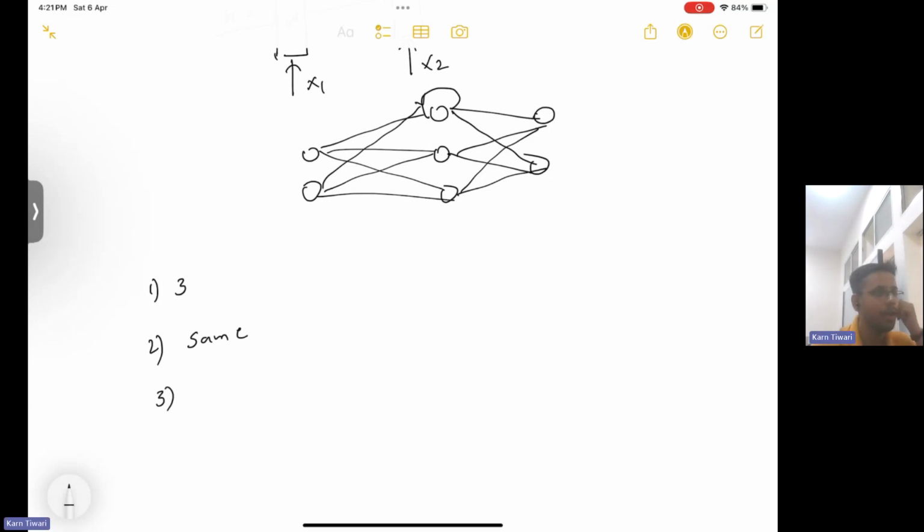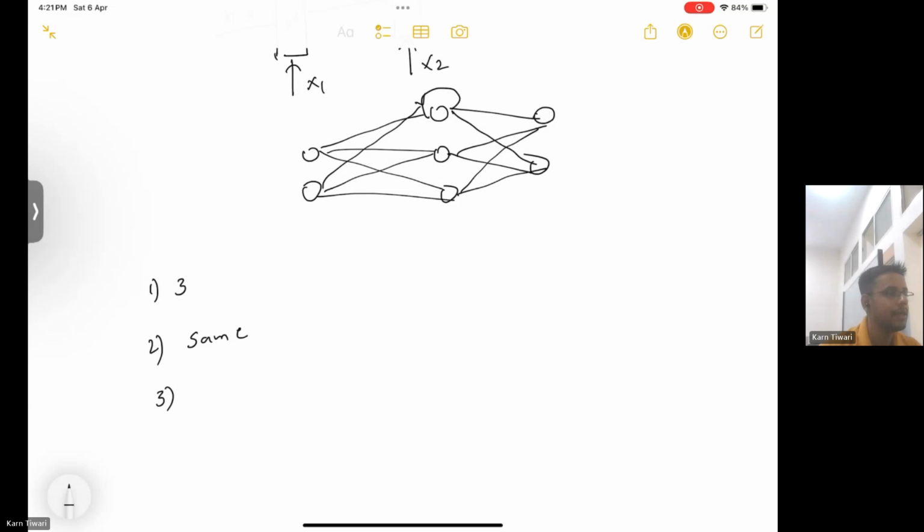The third question: what's the dimension of the matrix W which connects states in the RNN? What's the dimension of W which connects states in the RNN?